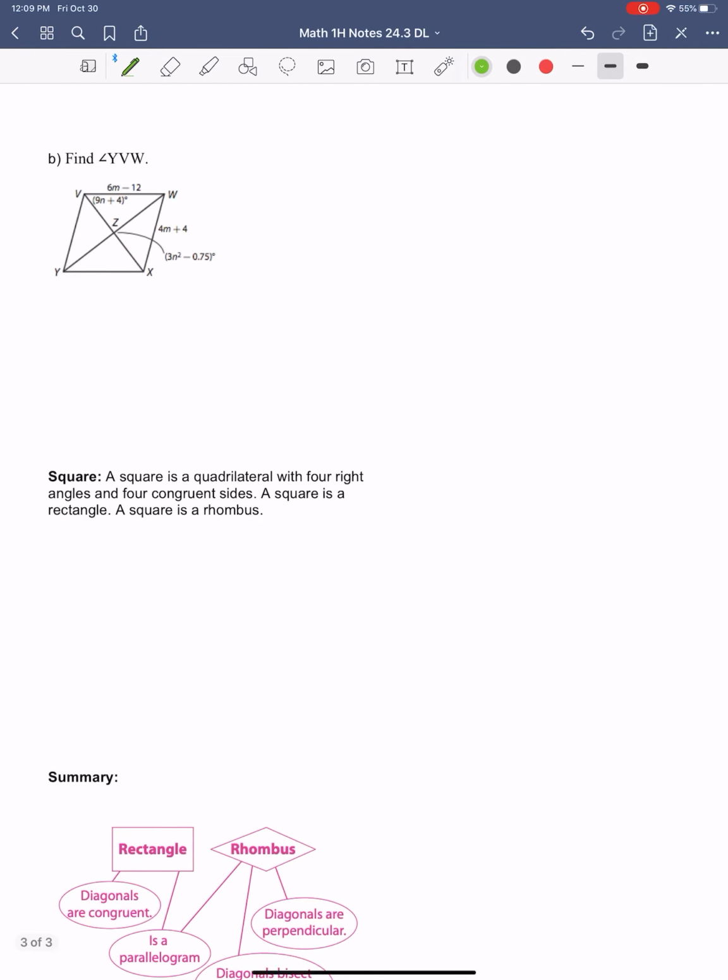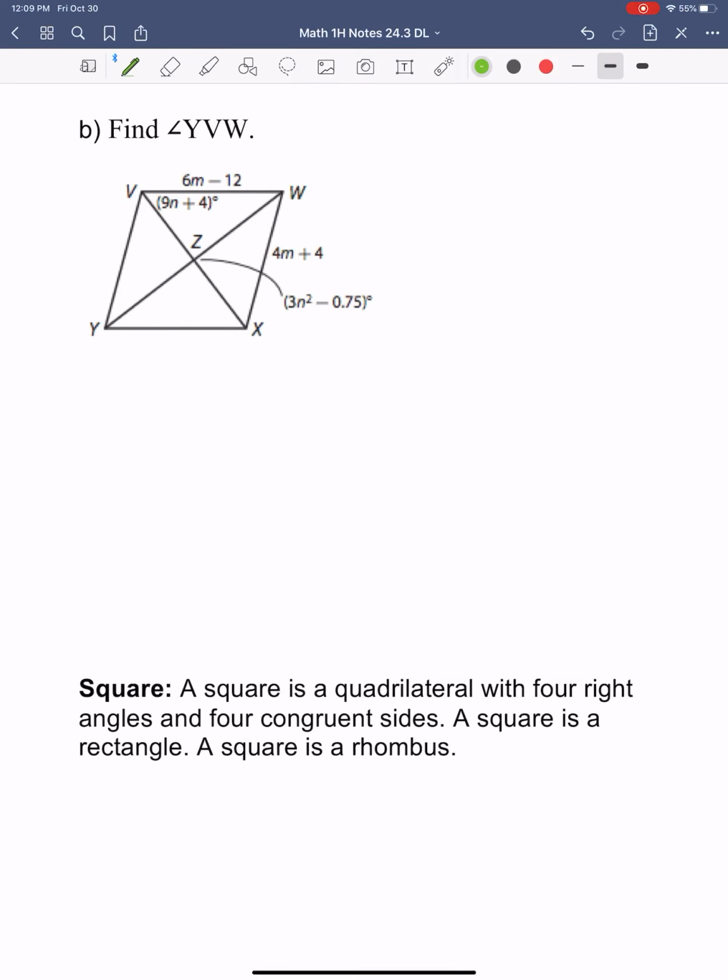All right, we'll go to the next one here. Got the same image. This time they want me to find a measure of angle YVW. So they want this angle here. All right, and so what we can do here is we know that YVW, part of it is this angle here. So only half of it is 9n plus 4. We know that this other half is going to be the same because we know that each half of those is equal, right? Because the diagonals bisect those angles there.